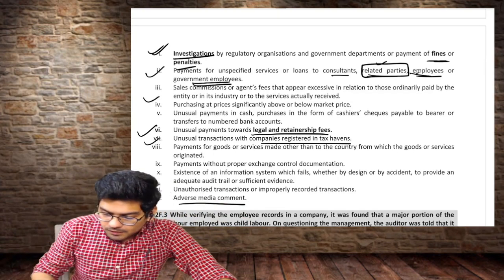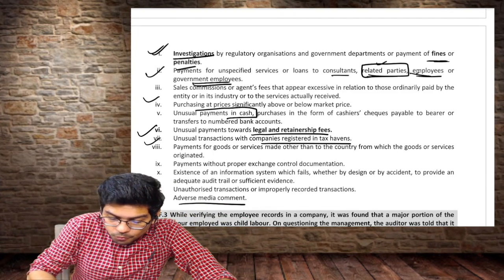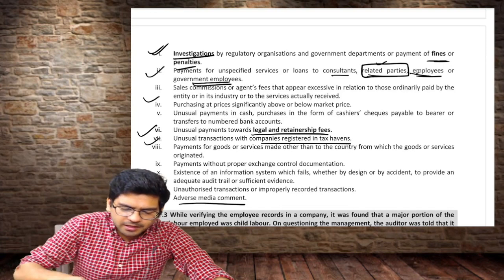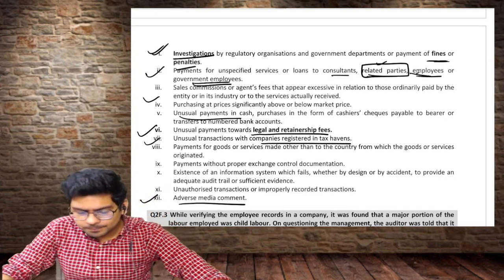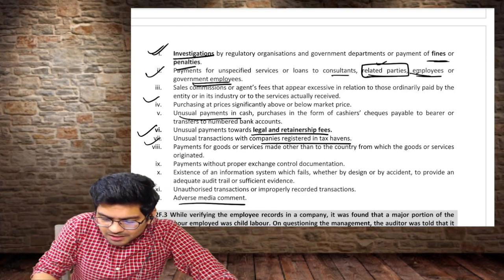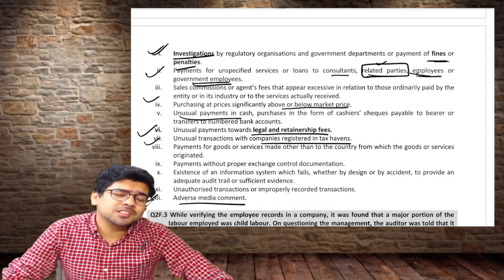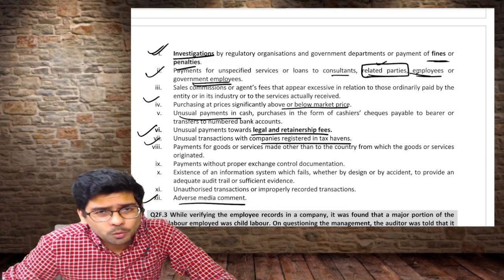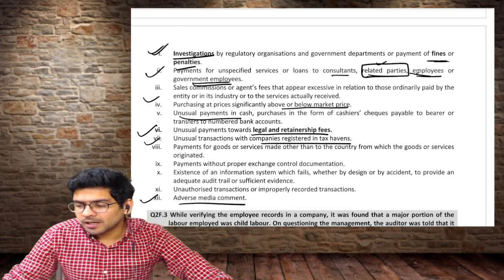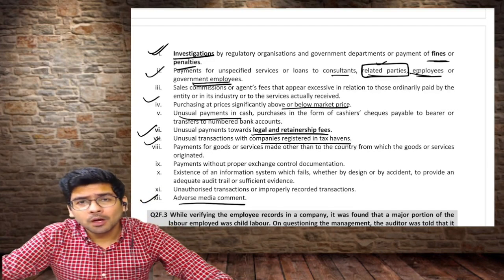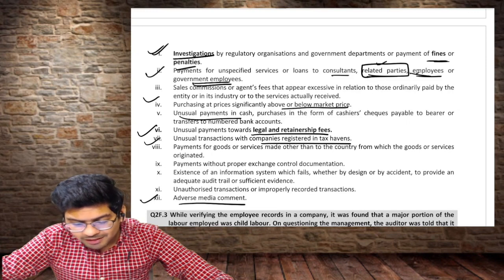Let's say, unusual payments in cash. If you make huge payments in cash, again, then there's a problem. Then purchasing at prices significantly above or below the market prices. You either purchase it at a very high price. Now why will you be doing that? Again, to inflate your expenses, let's say. Or let's say you purchase it at a very low price.